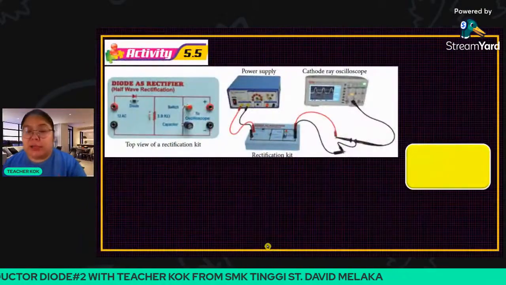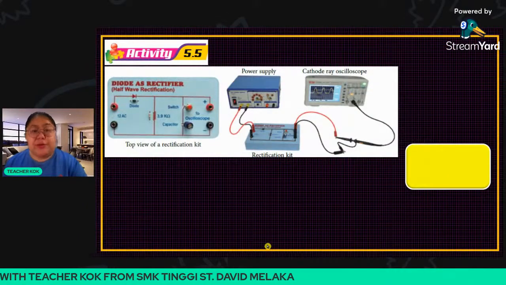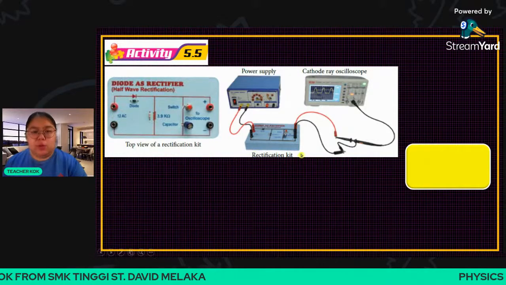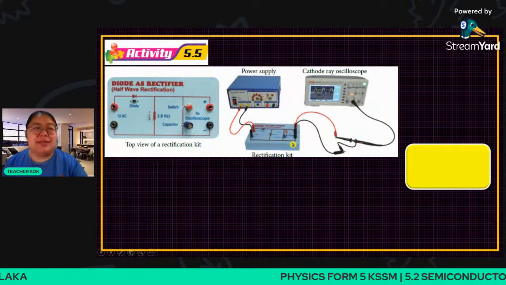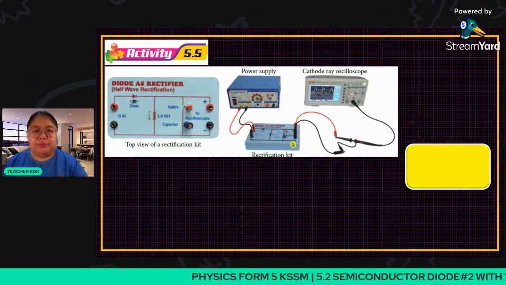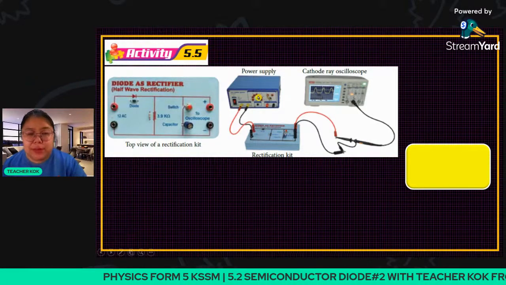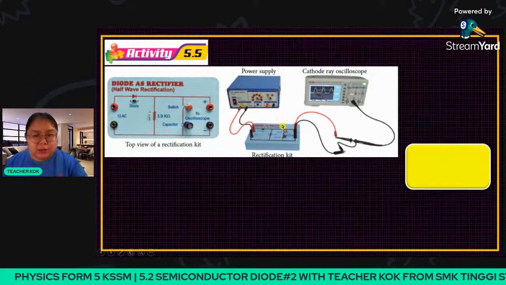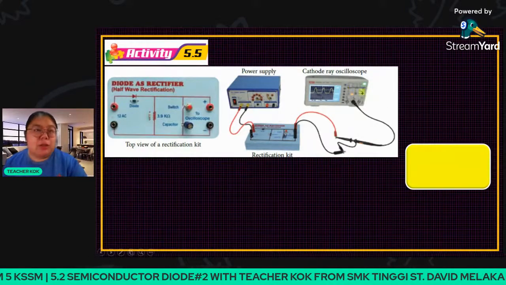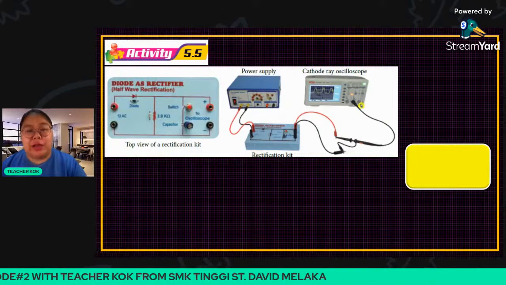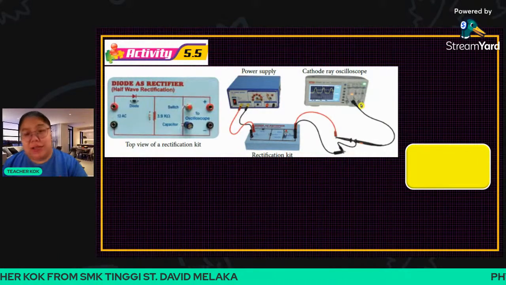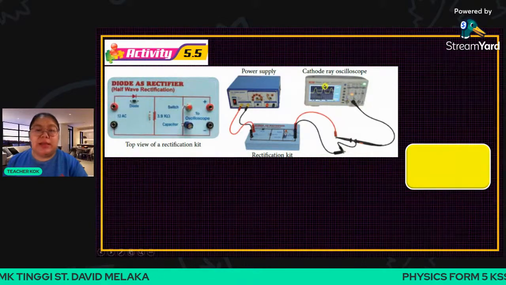Okay, this one is an activity from your textbook. You can refer to your textbook. Okay, this one is one of the kits, just like rectification kits. That means inside they surely have a semiconductor. So they join with the power supply, through the semiconductor. After that, they join with the CRO. This CRO is actually to display. Okay, if we don't have a CRO, we cannot know whether it is direct current or alternating current. So that means they display on the screen.